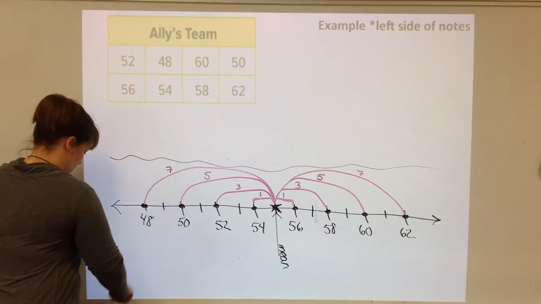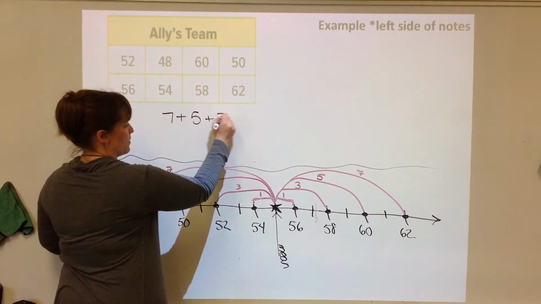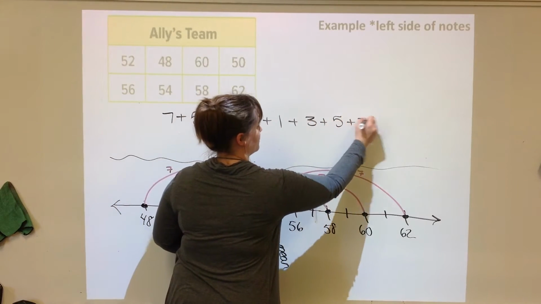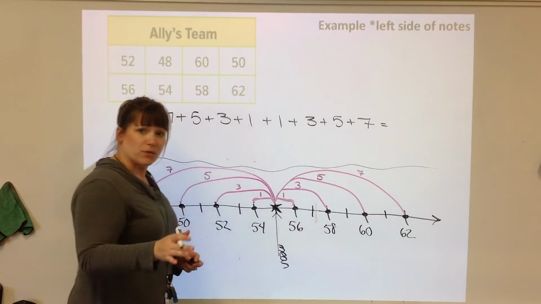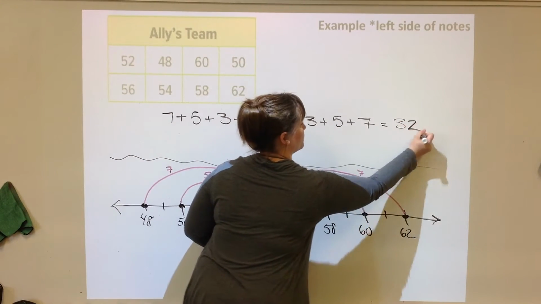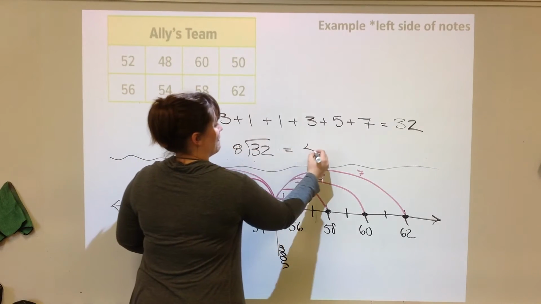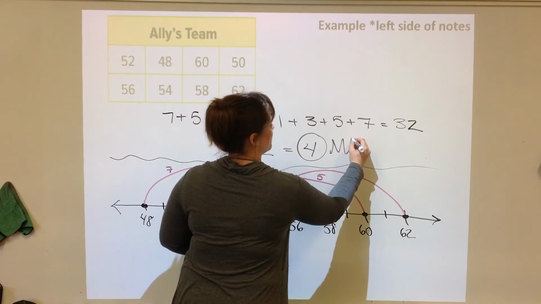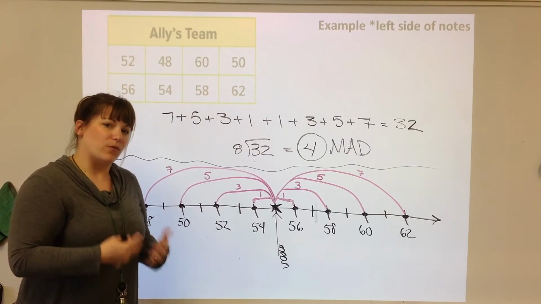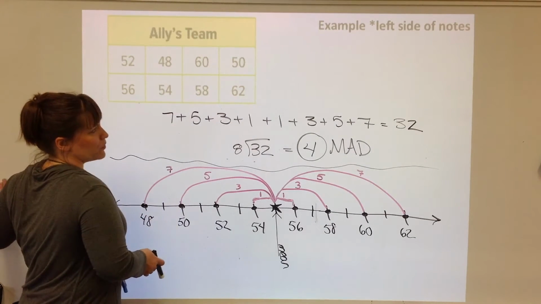So this is my step 3, to take the 7, the 5, the 3, and the 1, and then the 1, the 3, the 5, and the 7. We're going to add all of those up. When we do, it equals 32. And we're still dealing with 8 numbers. So our MAD, our mean absolute deviation, is 4. And that is going to represent something. We're going to talk about that in a second. So that's our first example.